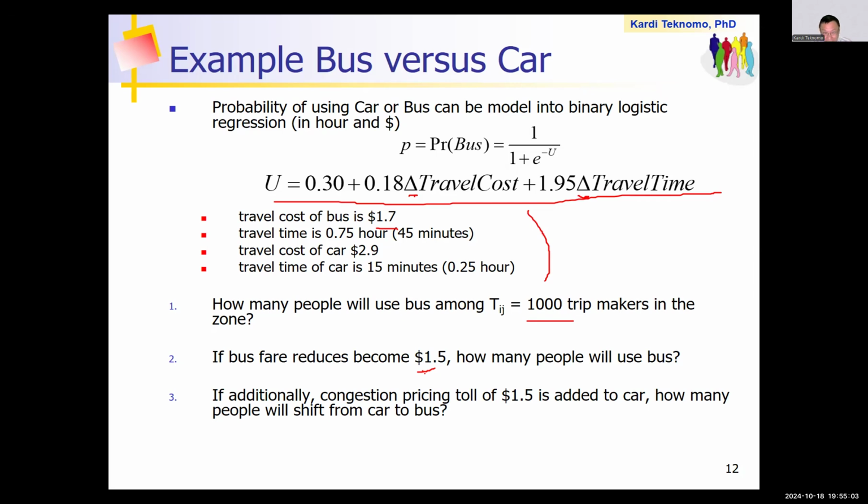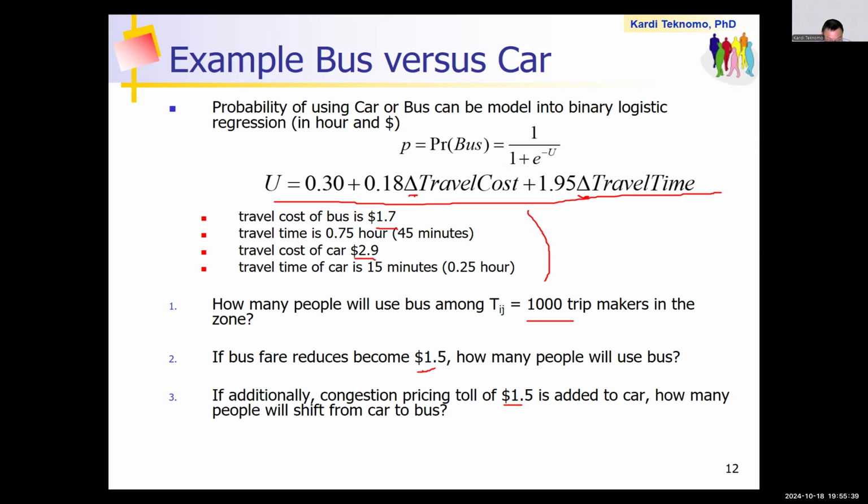Yeah, you can estimate using this model. And then additionally, there is a congestion toll pricing of 1.5 added to the car. That means this cost now increases by 1.5. How many people will shift from the car to the bus? The idea is you want to force middle class people to use the bus rather than the car, right?